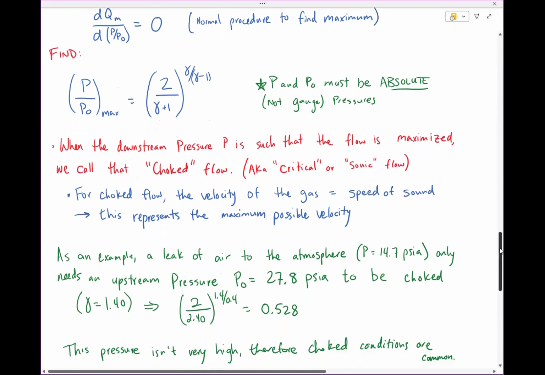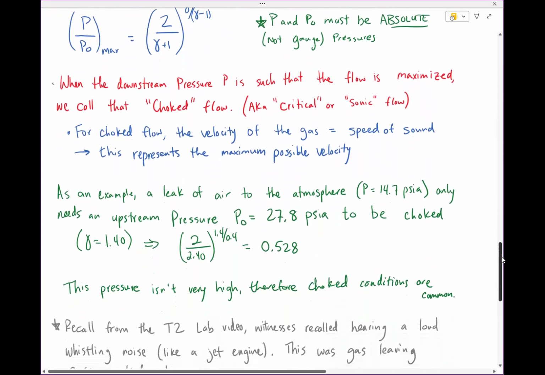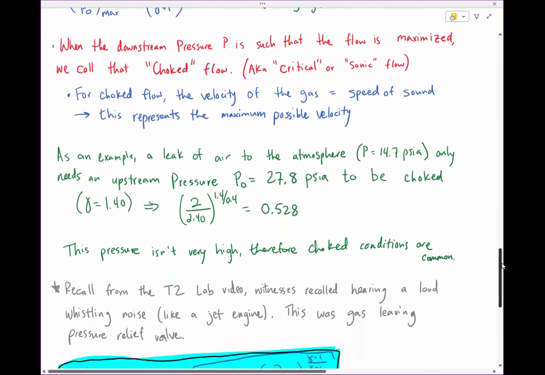So let's look at a quick example. Let's say we have a leak of air to the atmosphere. And the atmosphere is 14.7 psia. That's the standard number. And it only needs an upstream pressure of 27.8 psi in order to be choked. So I get this by plugging in numbers where gamma is 1.4 for air. So by solving this, I get 0.528.